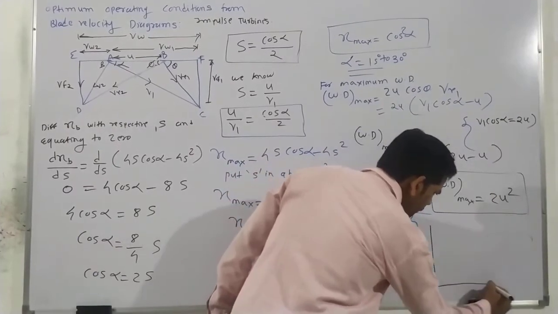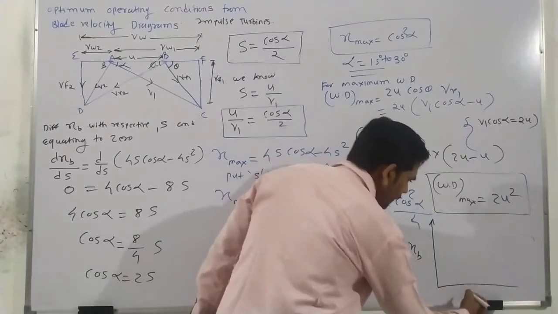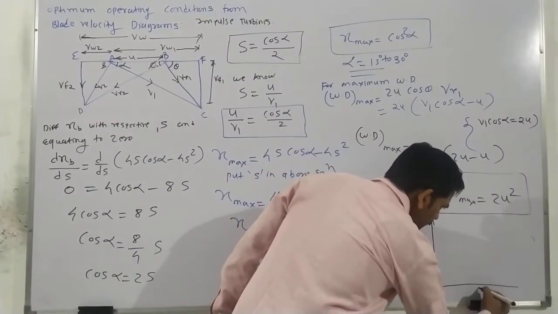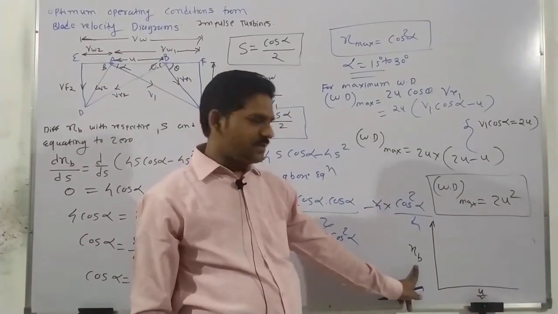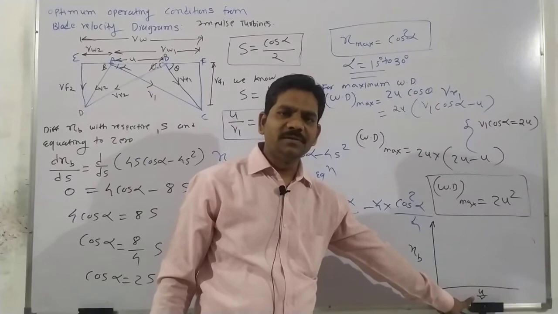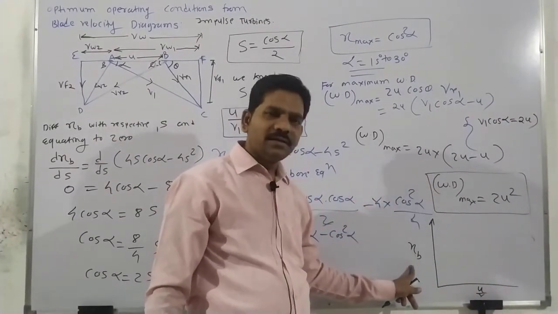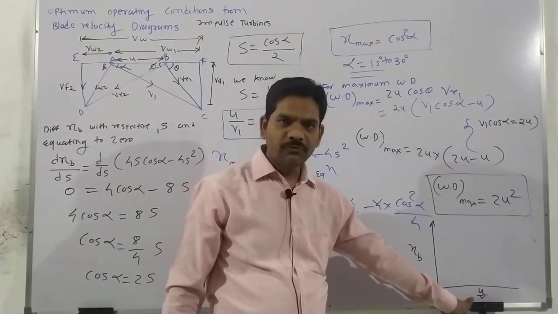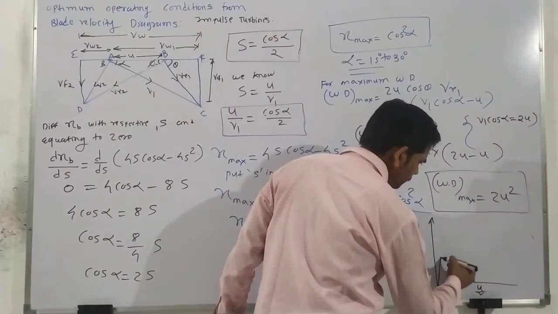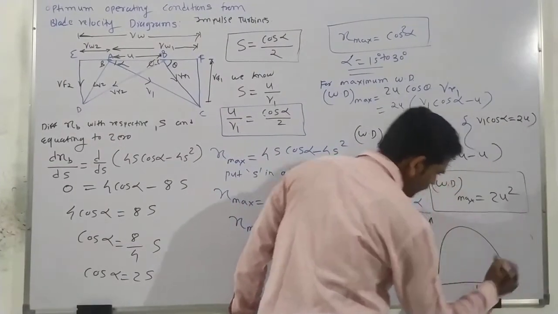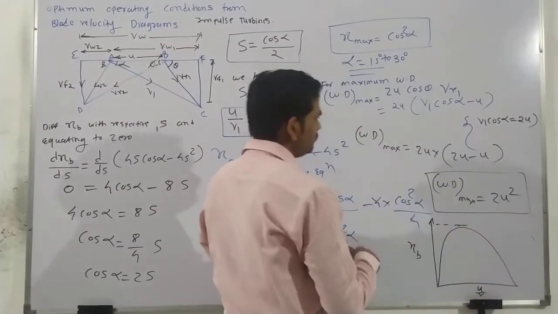Okay. So if you plot one graph here, boys and girls, a simple graph will be there. The graph will be of blade efficiency and blade speed ratio. What is U upon V? Blade efficiency versus U upon V, which is nothing but the blade speed ratio. Along the y-axis we consider the N B, along the x-axis we consider U upon V. So for that we get such a parabolic shape of the graph. Okay.